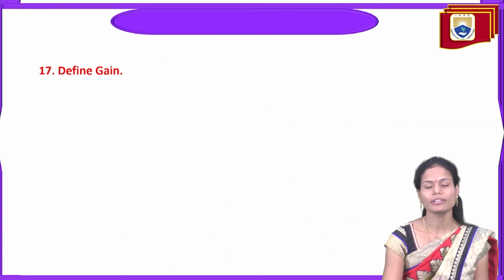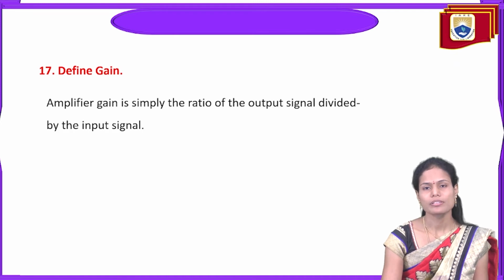And next, define gain. Gain is the ratio of output parameter to the input parameter. That may be the voltage or current or power.